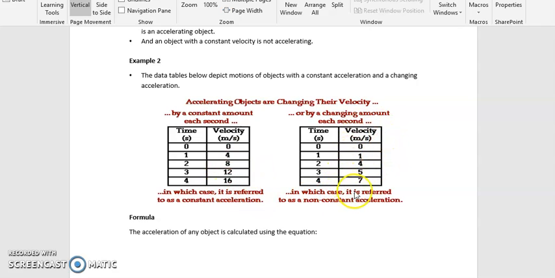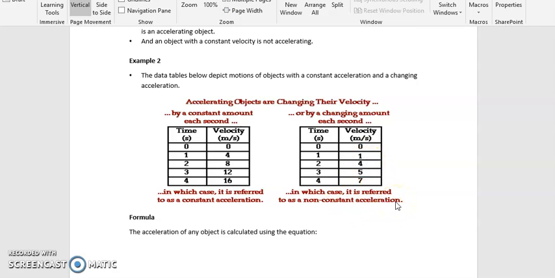Here the velocity was constantly increasing, but by different amounts, different accelerations, right? So we went from 0 to 1, then 1 to 4. That's different. So this is only an increase of 1 meter per second. This was an increase of 3 meters per second.